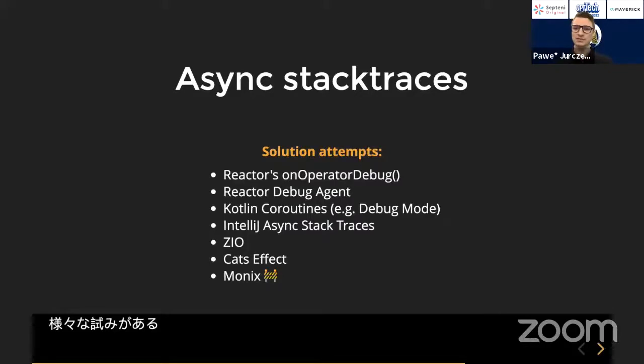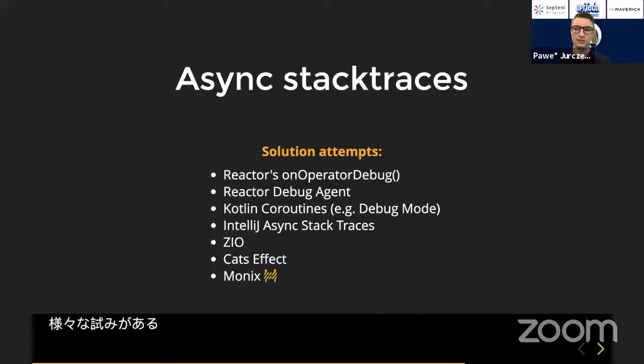So some attempts try to solve the problem at the level of stream processing library. This is what happens in Project Reactor, for example. Kotlin tries to solve the problem at the level of coroutines. Coroutines are like an extension to the compiler. We also have a solution in IDE. In this case, it's a solution in IntelliJ.